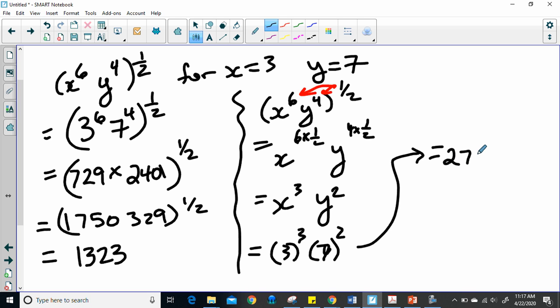7 squared is 49. Final answer, 1,323. So this way I'm dealing with much smaller numbers if I simplify using my rules first.